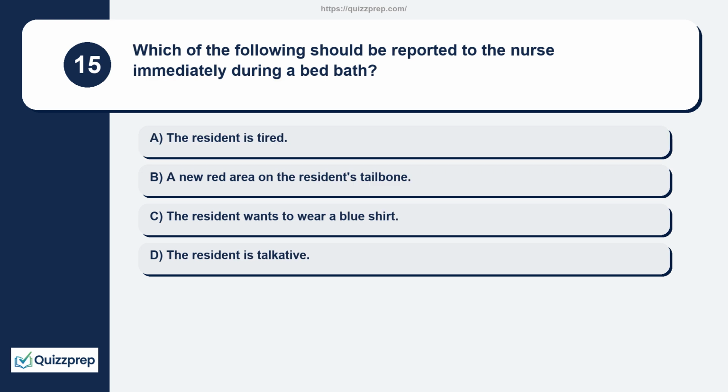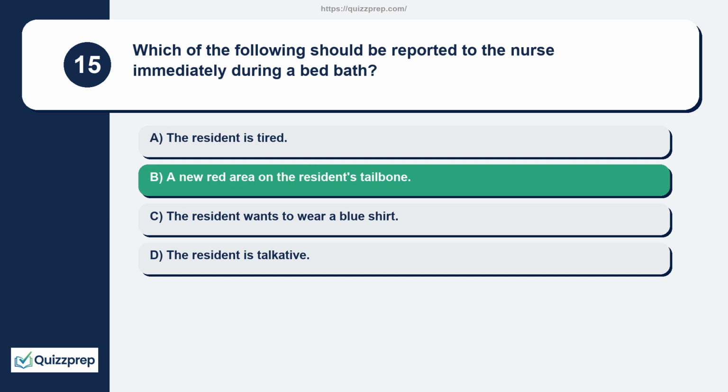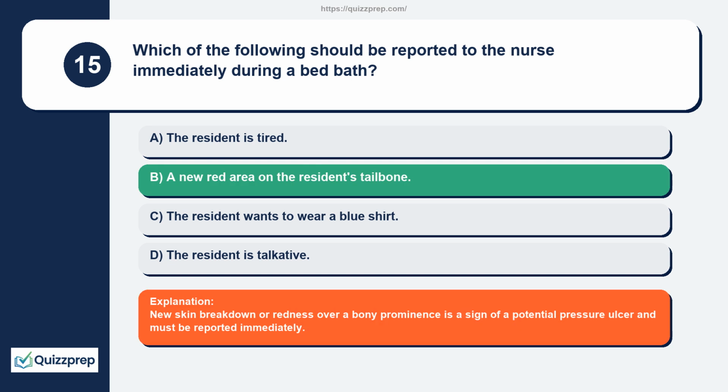Question 15. Which of the following should be reported to the nurse immediately during a bed bath? The resident is tired. A new red area on the resident's tailbone. The resident wants to wear a blue shirt. The resident is talkative. New skin breakdown or redness over a bony prominence is a sign of a potential pressure ulcer and must be reported immediately.